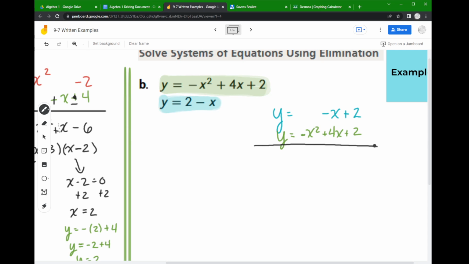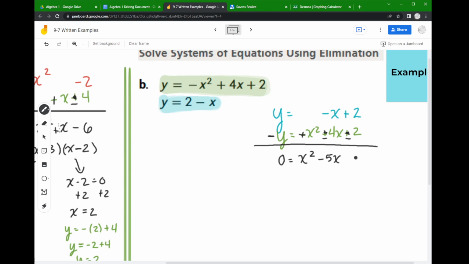Now when I go to subtract, remember I like to just flip all my signs for my second one. So I'm going to turn that into a negative y, I'm going to turn this into a positive x squared. This will be a minus 4x, and this will be a minus 2. So y minus y is 0. Nothing plus x squared is just x squared. Negative x minus 4x is negative 5x. And 2 minus 2, ooh, that's nothing.